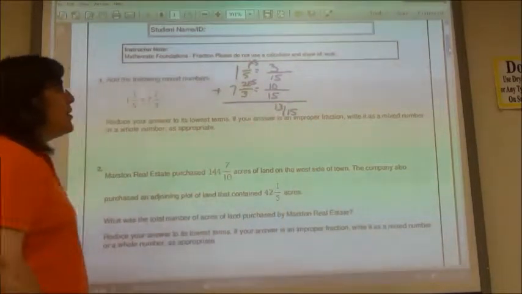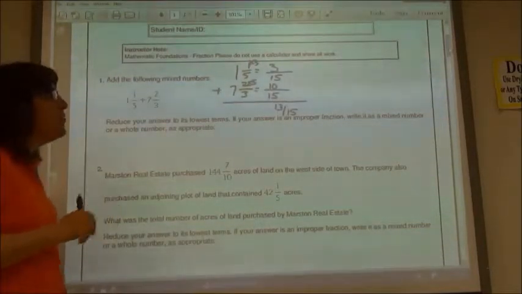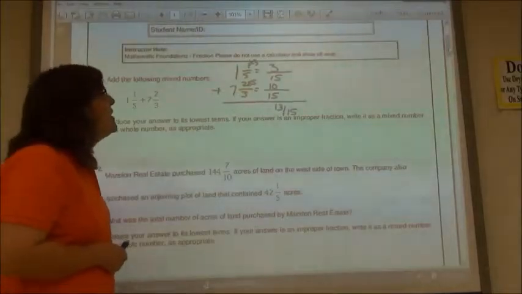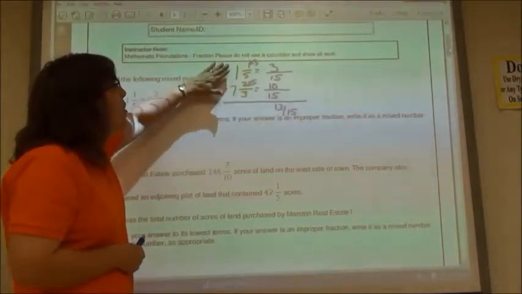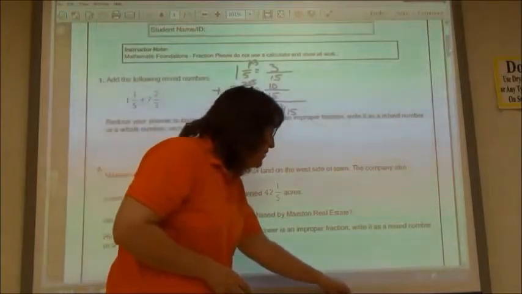Now, if I could rewrite that, I would, but I can't simplify it. It isn't lowest terms. It isn't an improper fraction, so I'm done with the fraction part. So now I just add the whole number part. 1 plus 7 is 8, so I get 8 13/15.